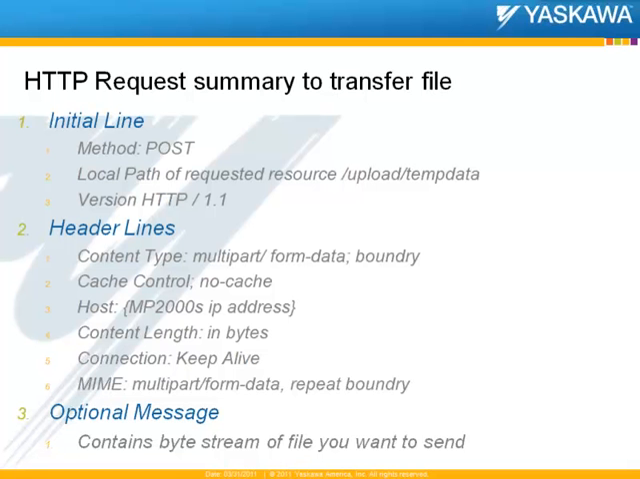And then in the header lines you discuss the details of the content type. In the case of a CSV file that we've transferred, that's multipart form data with a boundary, cache control no-cache, and then your host IP address and directory location, whether it's the RAM disk or the flash, and then the content length in bytes, and then the connection type is keep-alive, so you don't get a timeout, and then the multipart form data and repeating the boundary is the MIME explanation part of the header lines. MIME is a leftover from internet mail, but it's also used in the HTTP protocol.